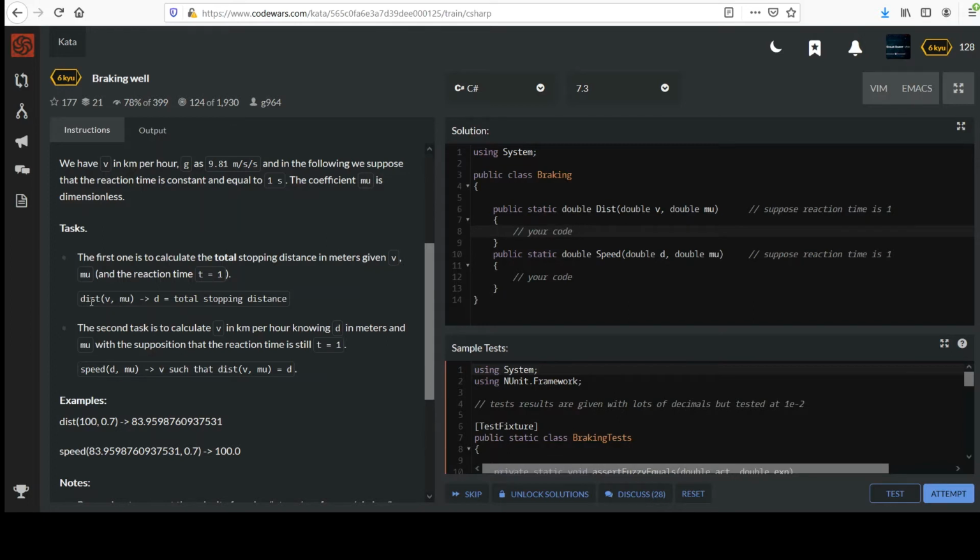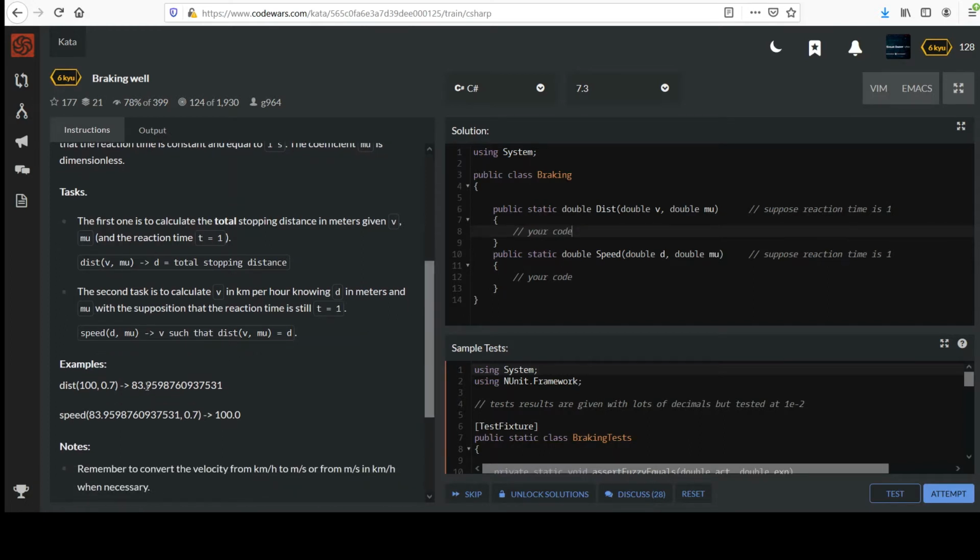So this is what our function is going to look like, the signature, if you will. And then what we're going to focus on is this first one. Eventually we'll get to this second one where we're going to calculate v in kilometers per hour, knowing d in meters and mu, with the supposition that the reaction time is still 1 second. So it's kind of like what we did in the first part, but instead deriving that speed from d and mu. They give a couple example values, which I don't know if they're that helpful, but if you like, you can consider them.